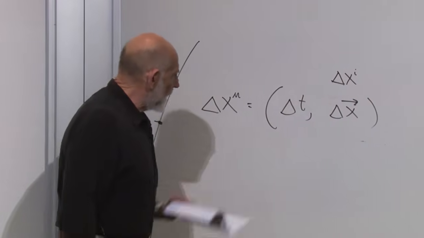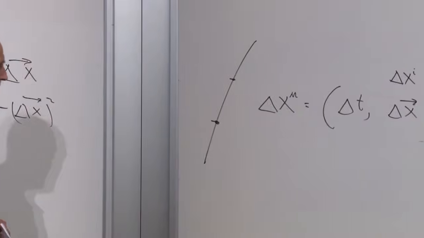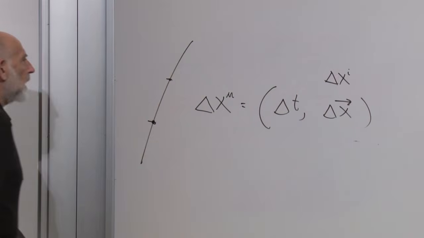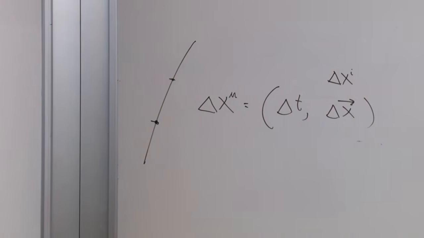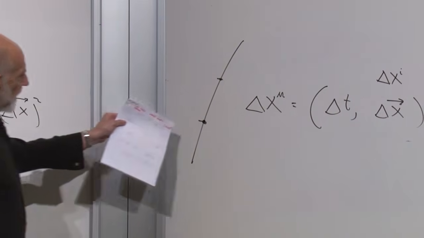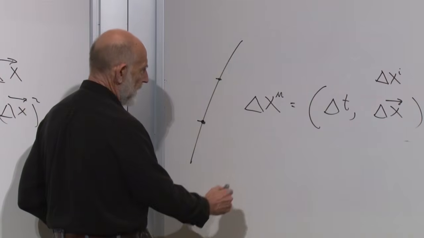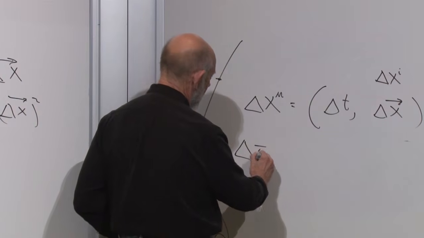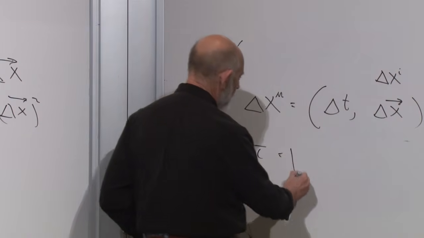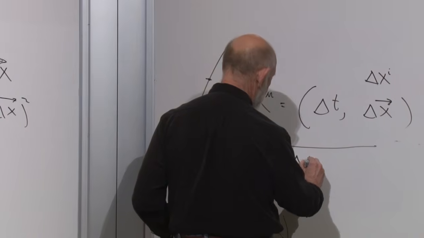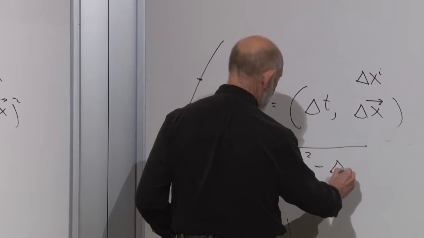This is an interval along the trajectory here. It has 4 components to it, and it defines a delta tau between the 2 endpoints of the interval. Delta tau is equal to the square root of delta t squared minus delta x squared.